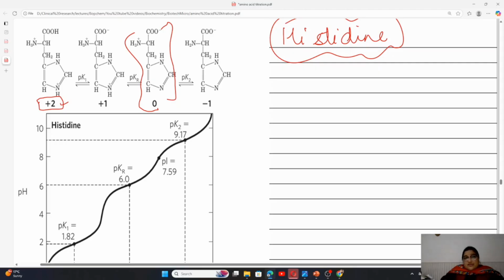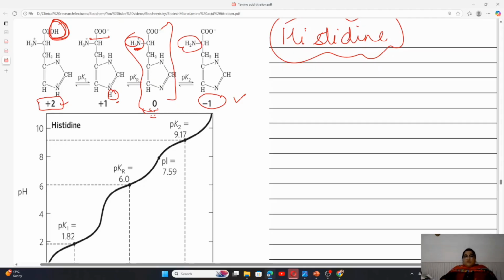Gradually, when the OH ion concentration is increased, deprotonation is going on. Where is the deprotonation going on? The proton is being removed from this carboxylic group. Then again the pH is increased, and now the proton is being removed from this position, attaining a net charge of 0. Further comes the turn of this amino group, and hence it attains a charge of -1.